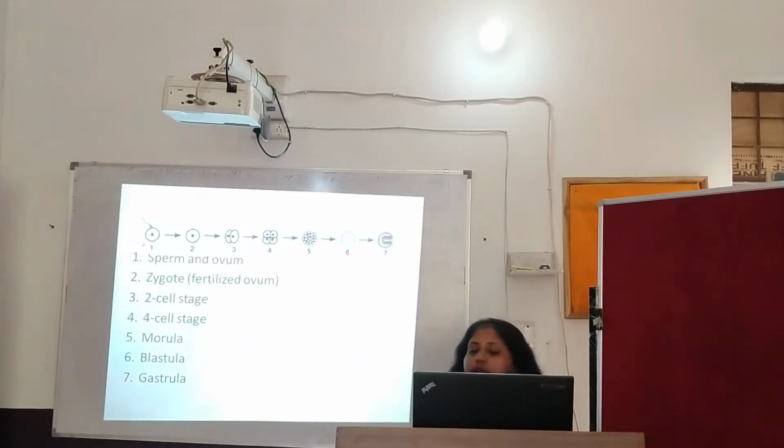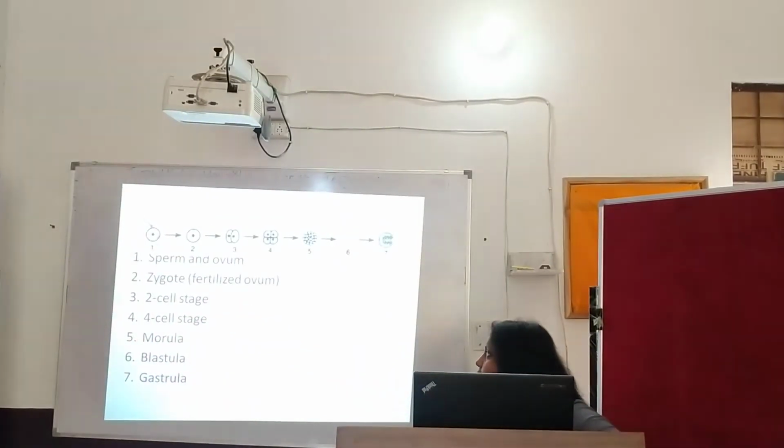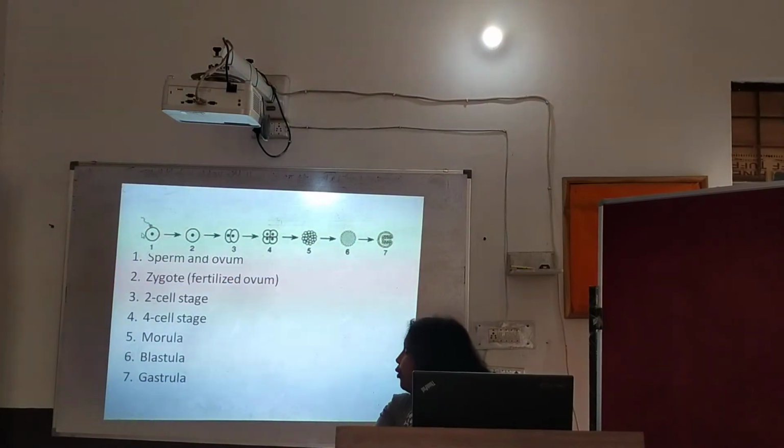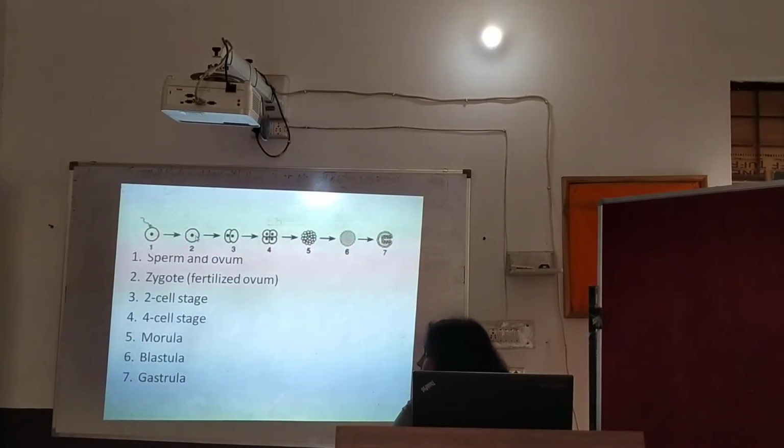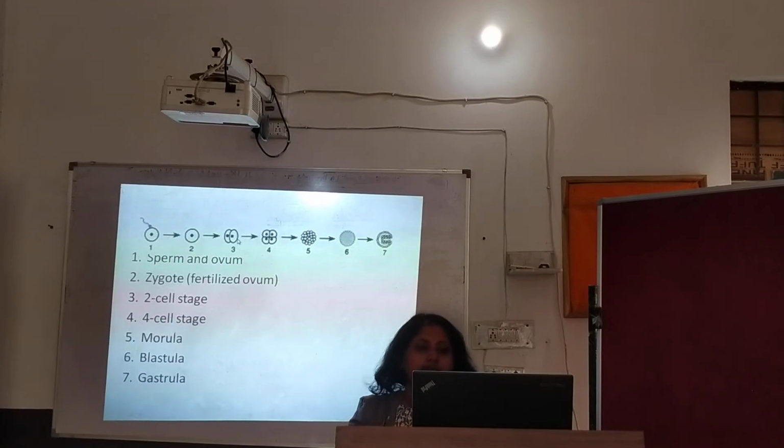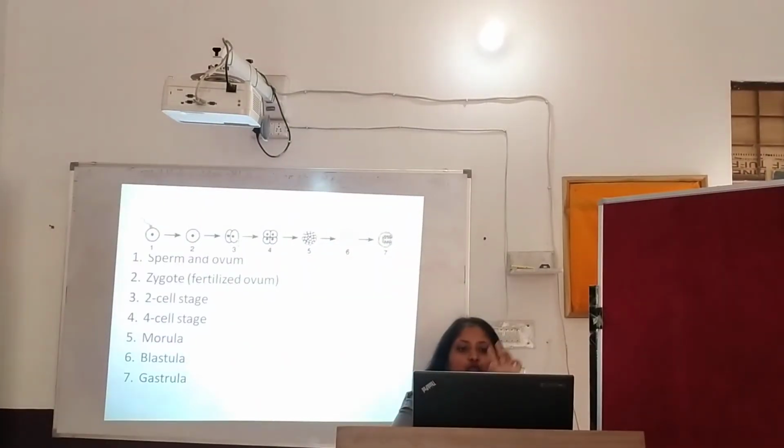Now let's see here again. This is an ovum, the sperm is coming, haploids are there. They both fuse together to form what? Zygote. This is a fertilized ovum which has formed a zygote. Now the zygote goes for further divisions, and it has formed a 2 cell stage. You can see here on the third point it is a 2 cell stage.